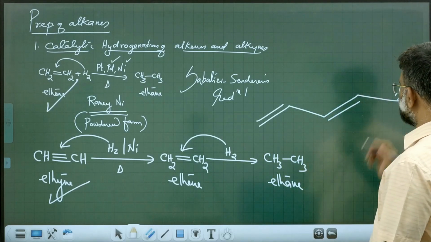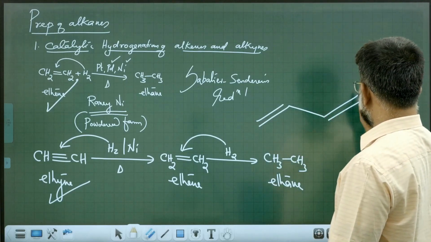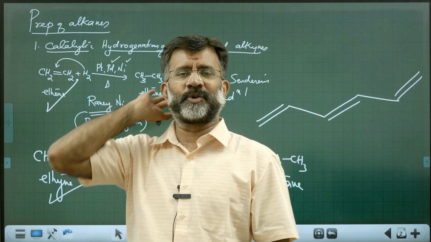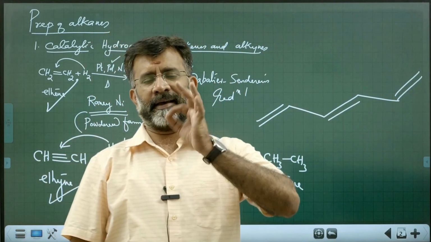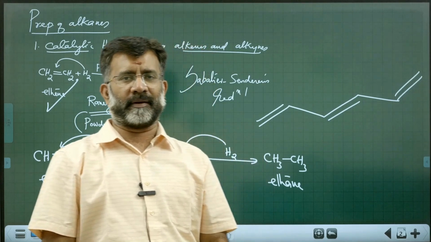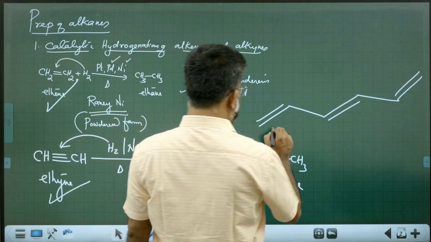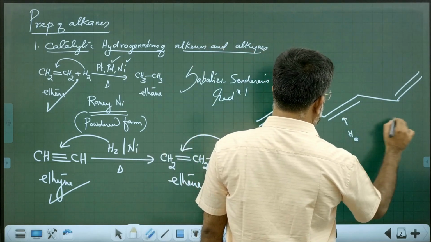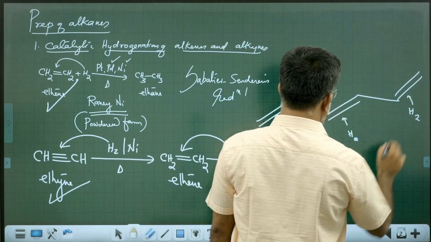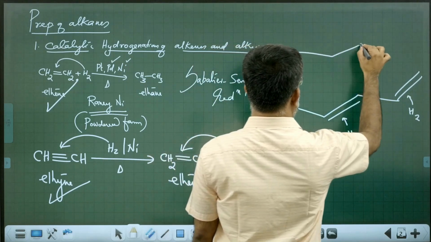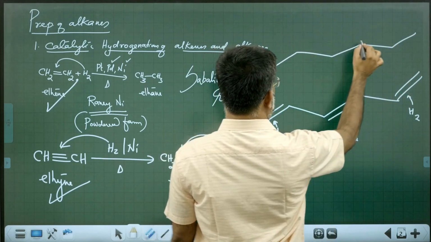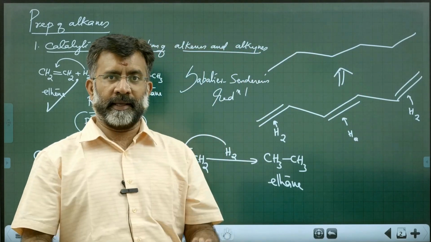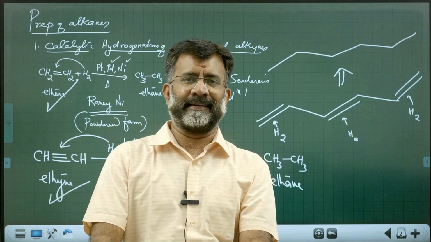Suppose we are taking such a molecule. 1, 2, 3, 4, 5, 6. It is hexatriene. How many H2 will be required? 3 H2. 1 H2 to be added here, 1 H2 here, and 1 H2 here. And what is going to be your result? You are going to get 1, 2, 3, 4, 5, 6, you will get hexane. Hexatriene will be converted to hexane.